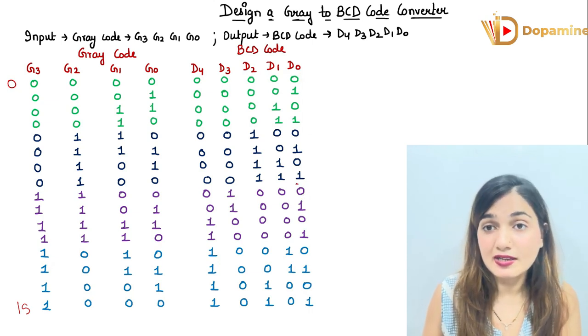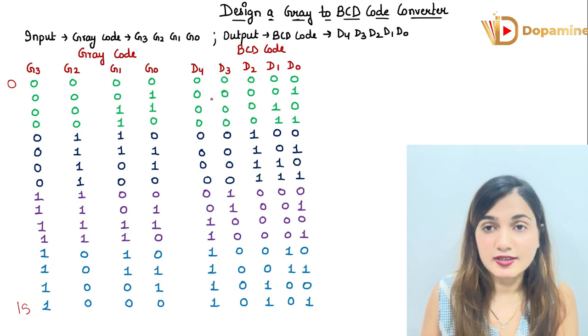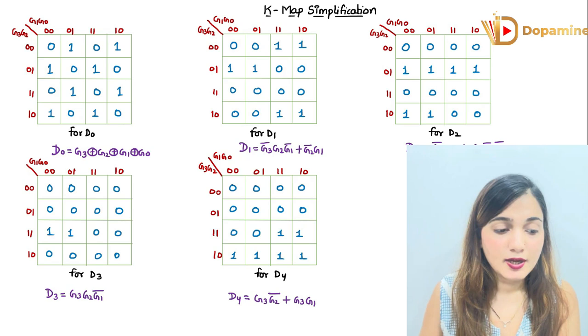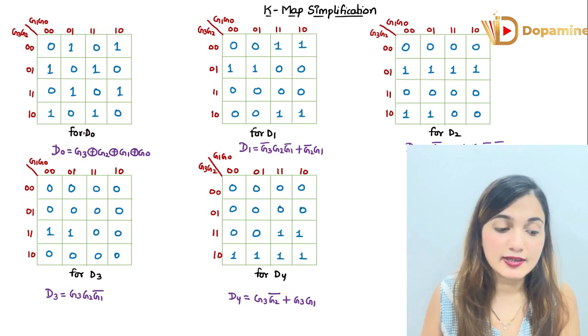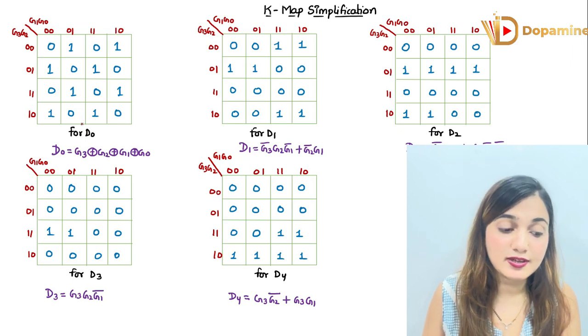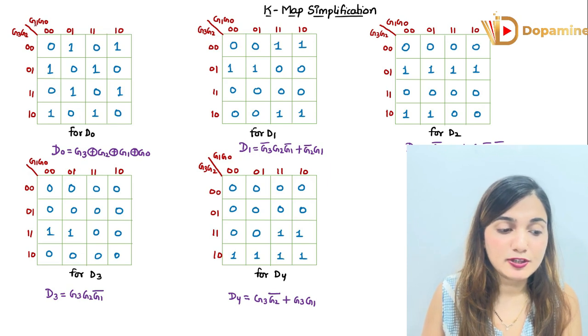After representing the decimal numbers 10 to 15, we require the 5th BCD bit. So after representing the truth table, we are going to fill the K-map for D0, every bit of the output code with respect to the input code. Input codes are the gray code.